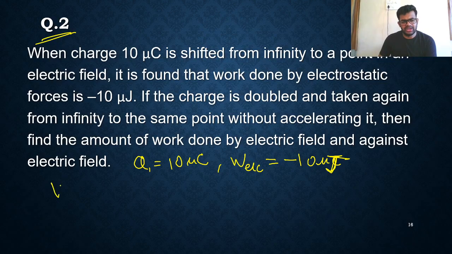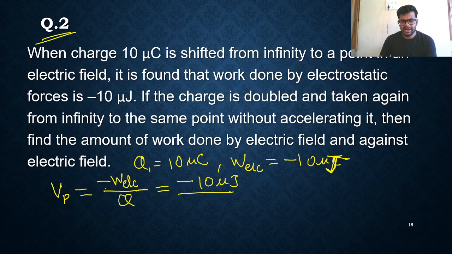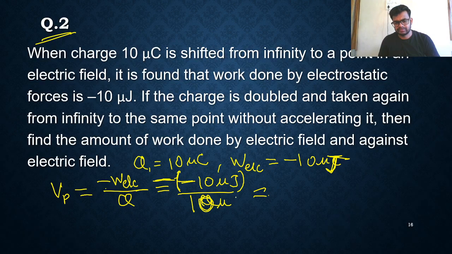So simply I will say potential at any point P can be given by negative of work done by electric force divided by charge. So I will directly find it. I will get minus 10 microjoule divided by... work done by electric force is minus 10. So negative of work done by electric force is minus of minus 10 microjoule, divided by Q. So directly you are getting minus minus plus, and value of Q is also 10 microcoulomb, so it will be cancelled. You will get 1 volt.